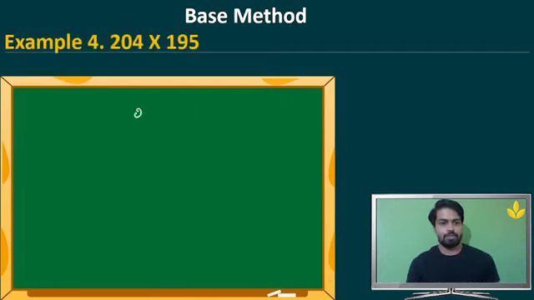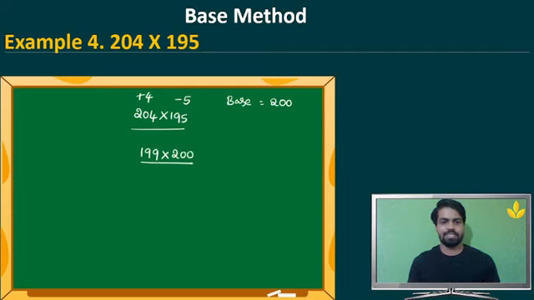So coming to the next number, 204 into 195. And how is this different from the previous examples? The base itself is different here. This number is near to 200, so I'll take 200 as a base. This is 4 more than 200, it is 5 less than 200. And when we add in any one direction, either 204 minus 5 or 195 plus 4, we get 199. Now I need to multiply by 200. So even though it is easy to multiply, 199 into 2 is 398.